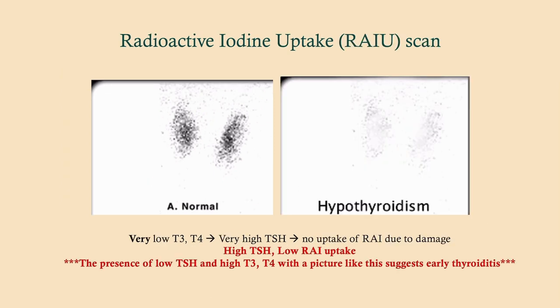Now, with hypothyroidism, you're going to have the opposite. You're going to have very low uptake, and that is typically because the thyroid gland is damaged and it's not taking up iodine, it's not making thyroid hormone. So in this case, you're going to have a low T3 and T4 and a very high TSH because of the lack of negative feedback.